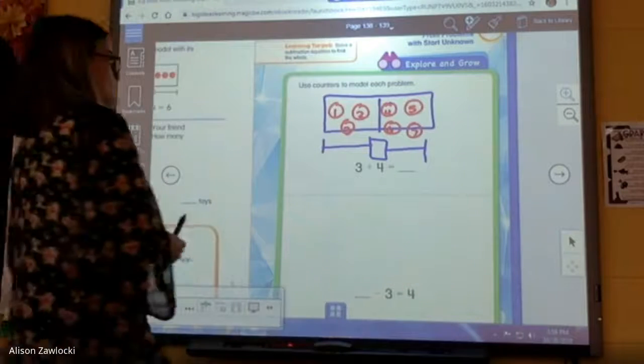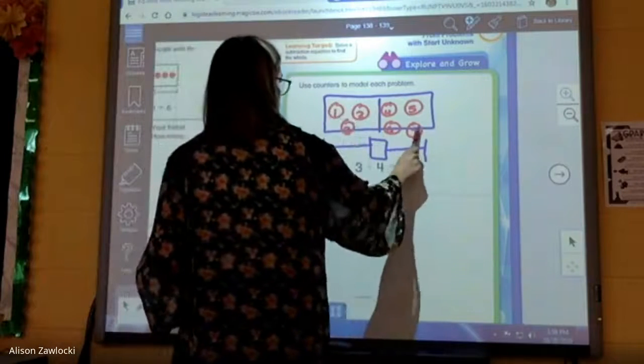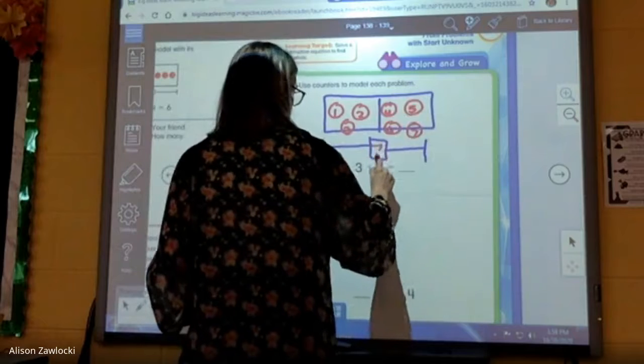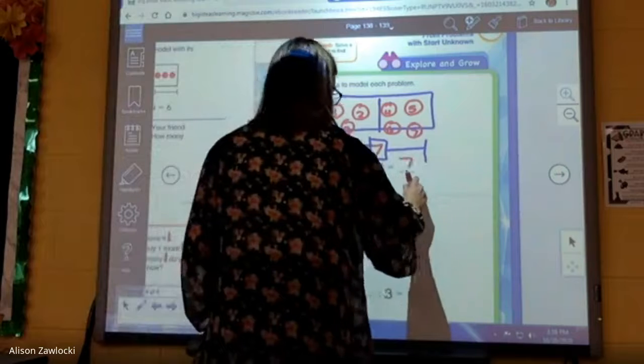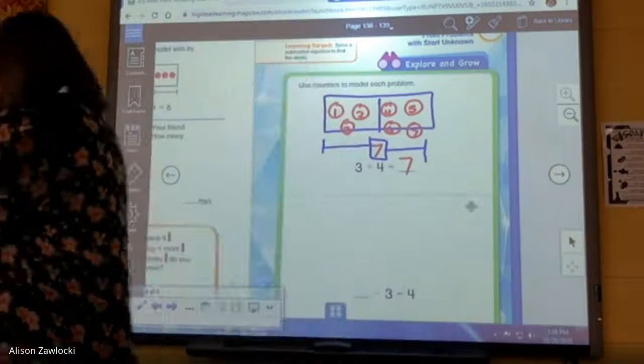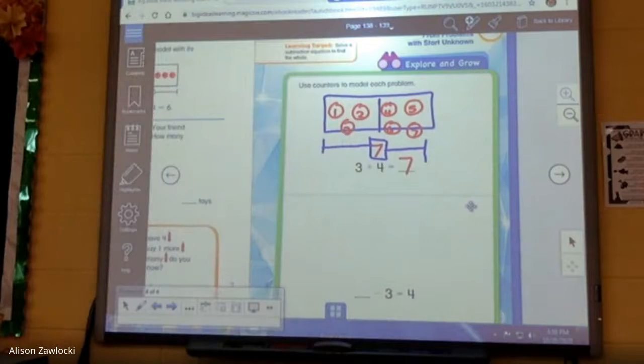Let's go back and double check that. 1, 2, 3, 4, 5, 6, 7. So my total is 7, isn't it? 3 plus 4 equals 7. Please make sure you write that table or that picture, and make sure you write that answer as well.